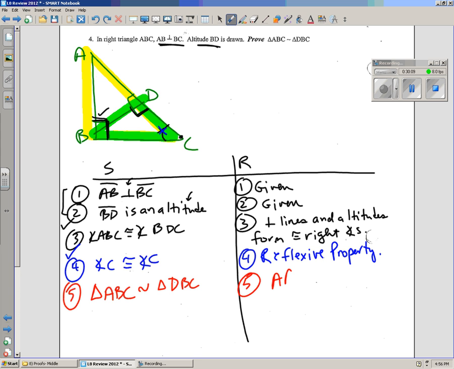And that's because of angle-angle. So this one might have been a little tricky because you had to draw it and then you had to kind of write the argument, but the idea is not too bad.